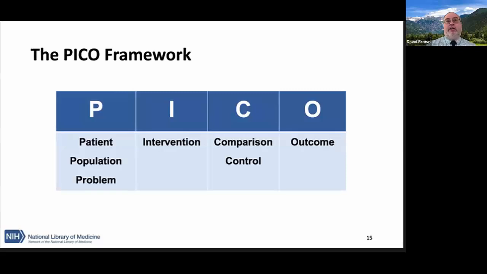What are you going to do? How are we going to look at it? What do we know that's been done? What type of intervention are we going to look at? Are we going to look at screening? Are we going to look at interventions or treatment? What are we going to do? Then we can do a comparison or a control. We don't have to do that, but it is part of this process that we look at. And then we look at outcomes.